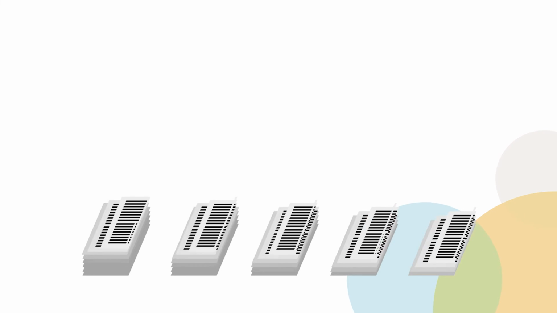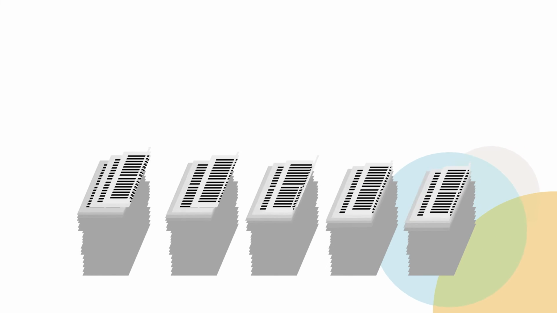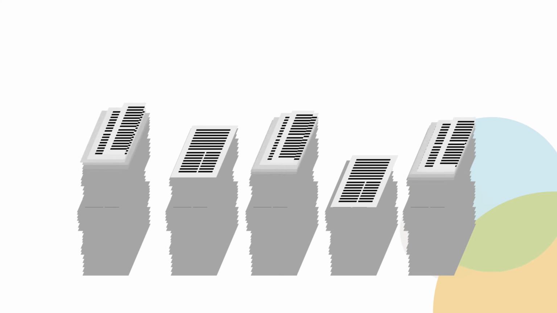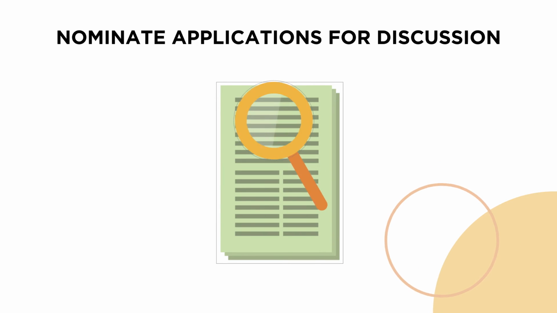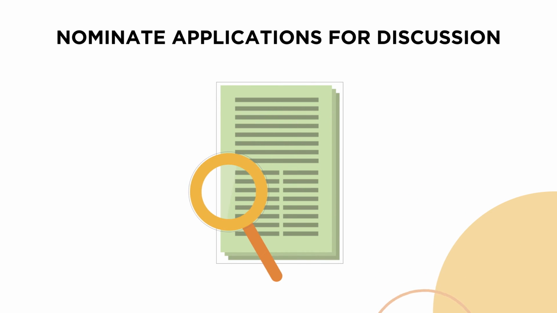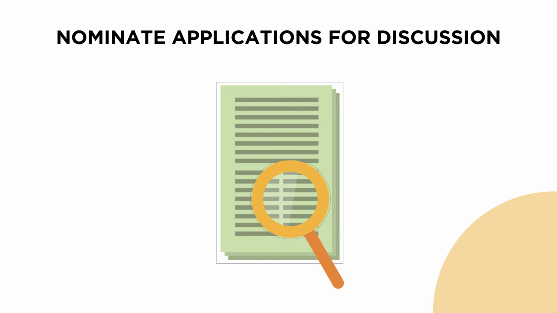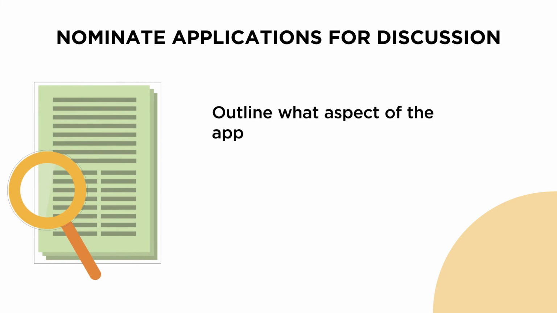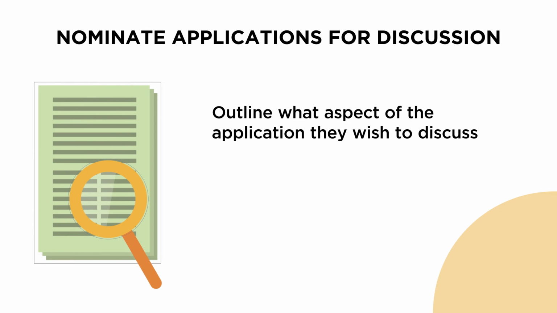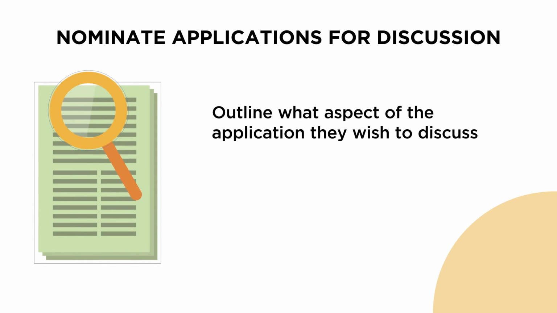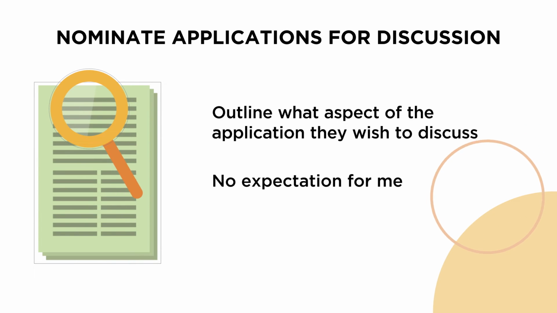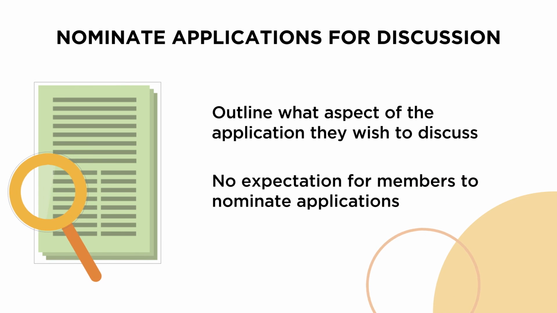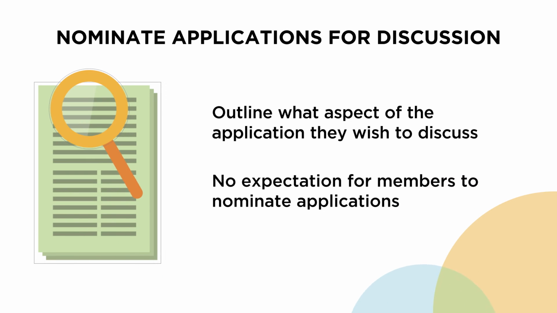Once applications have been independently assessed and scored, provisional ranked lists adjusted for conflicts of interest will be provided to the panel. Panel members will review the consolidated scores and have the opportunity to nominate applications for discussion at the panel assessment confirmation meeting. Nominating members must outline what aspect of the application they wish to discuss with the panel. This justification must be in reference to the assessment criteria. There is no expectation for members to nominate applications for discussion at the panel assessment confirmation meeting.